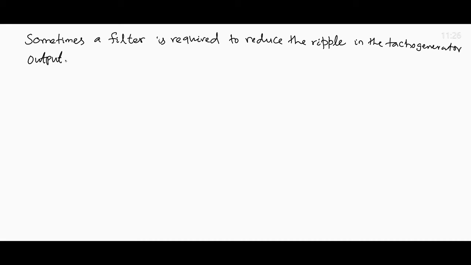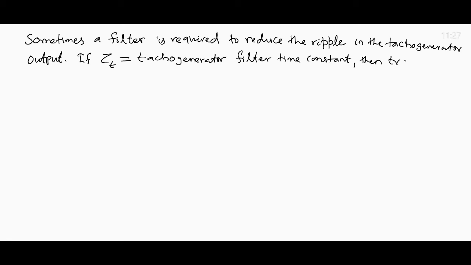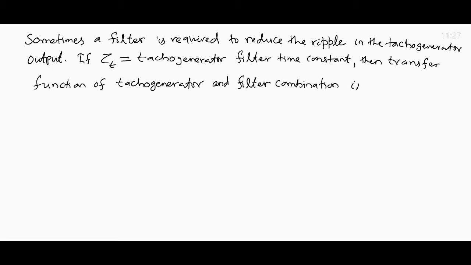Sometimes a filter is required to reduce the ripple in the tacho generator output. So basically it is a first order filter. If tau t is the tacho generator filter time constant, then the transfer function of the tacho generator filter combination is Kt, the tacho generator gain, divided by 1 plus S tau t. Tau t is the filter time constant. Let us denote it as HS, HS of speed loop.